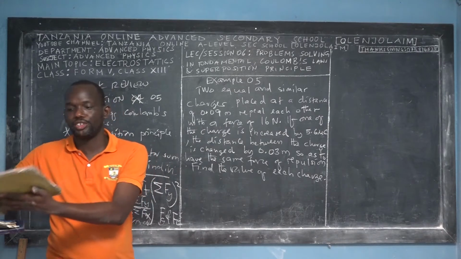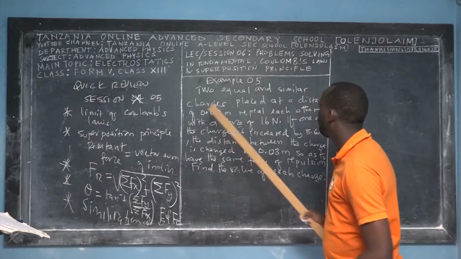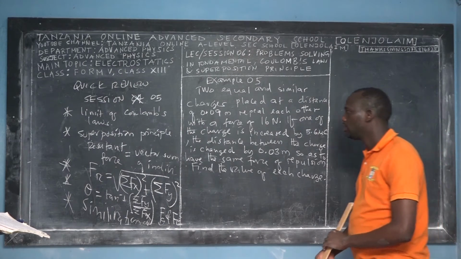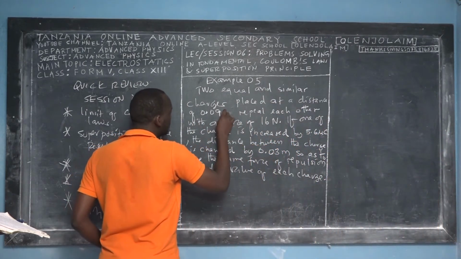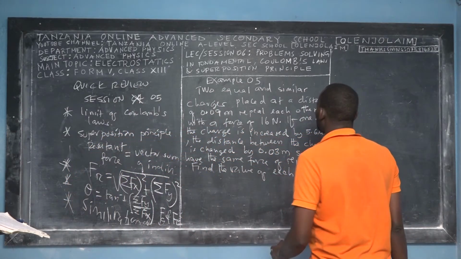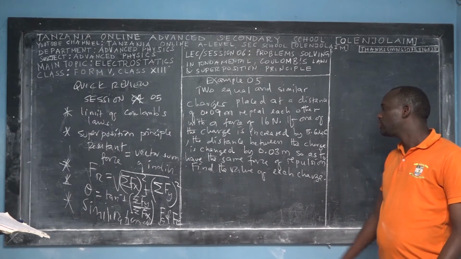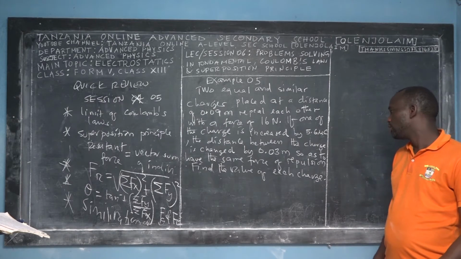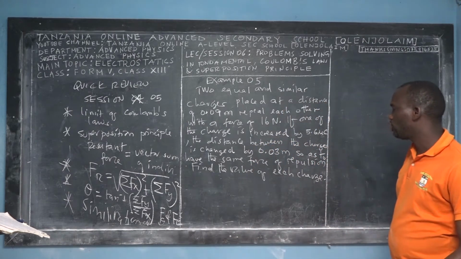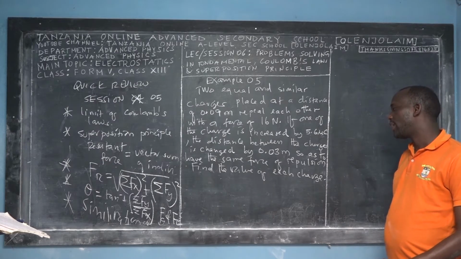That's the question. Let me read it clearly so that you understand. Two equal and similar charges placed at a distance of 0.09 meter repel each other with a force of 16 Newton. If one of the charges is increased by 5.6 microcoulomb, the distance between the charges is changed by 0.03 meter so as to have the same force of repulsion. Find the value of each charge.